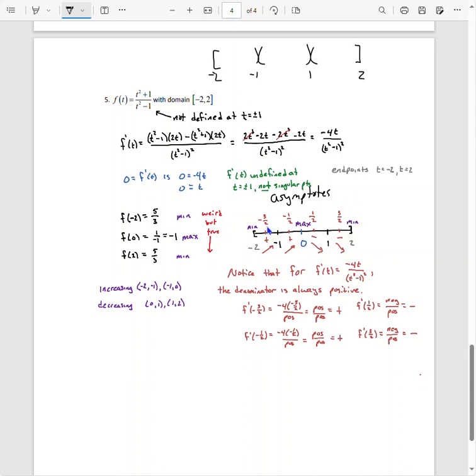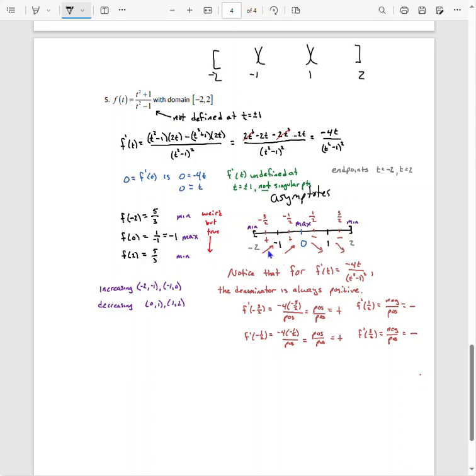As I use my test values, I'm looking at negative 4 times a negative 3 halves. That's positive over a positive. But negative 1 half, same thing. That's negative 4 times a negative 1 half. Two negatives make a positive, always over a positive. When my t value is positive and I multiply it by negative 4, my numerator is now negative. So thinking about this, at negative 3 halves, I have a positive derivative. Negative 1 half, I have a positive derivative. Positive 1 half is a negative derivative. Positive 3 halves is a negative derivative.